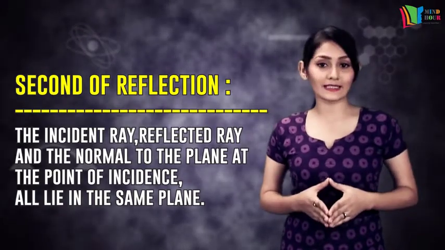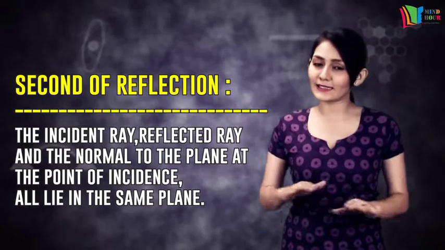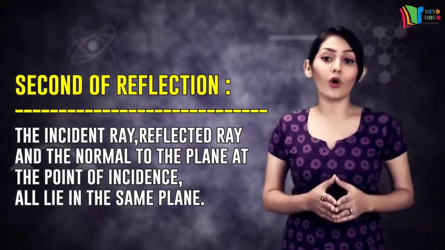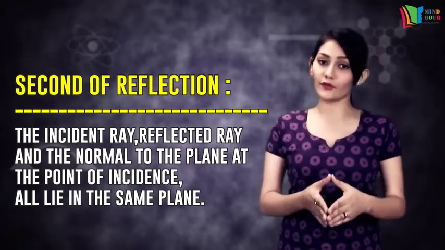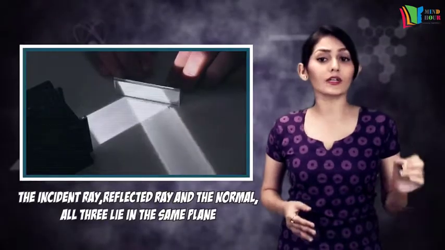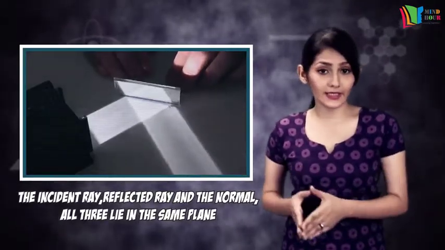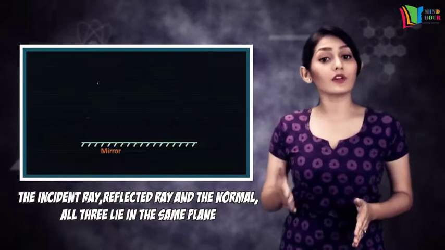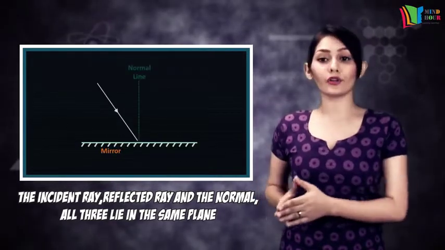The second law states that the incident ray, reflected ray, and the normal to the plane at the point of incidence all lie in the same plane. This law, in fact, is an extension of the first law. If a horizontal incident ray strikes a vertical plane, the reflected ray will be in the same horizontal plane as well. The normal to the vertical plane will also be horizontal, which makes all three of them in the same horizontal plane.